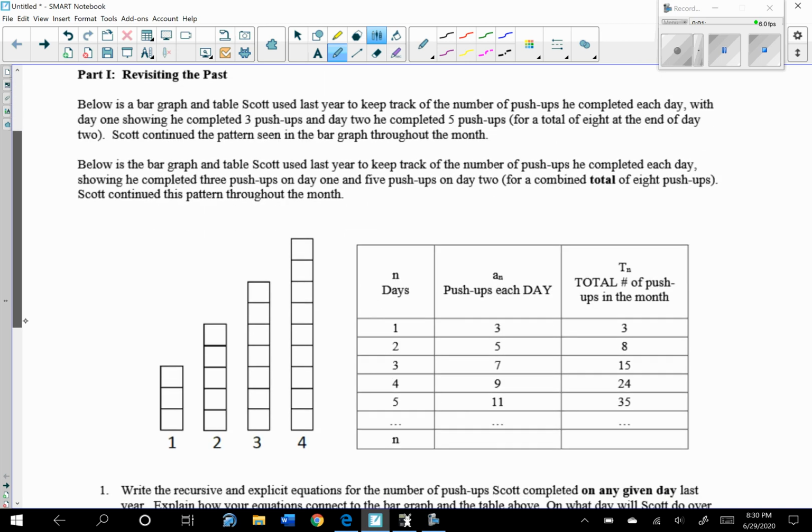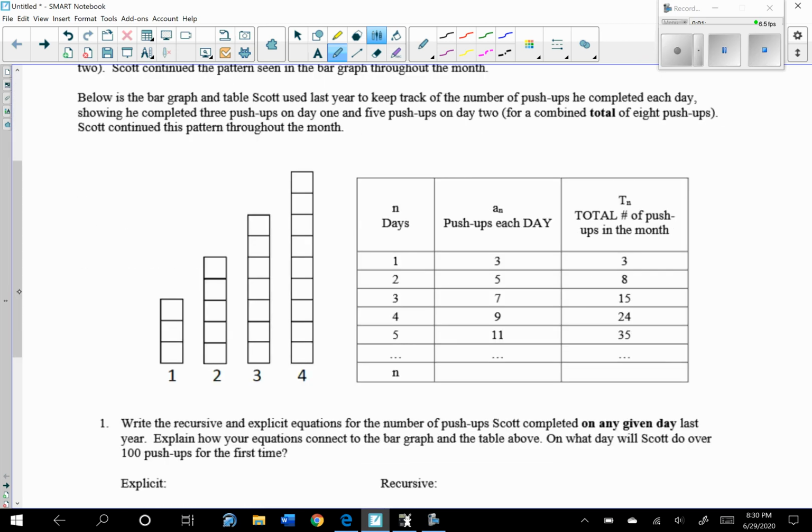So here's the pattern and there's the table. So question 1 says, write the recursive and explicit equations for the number of push-ups Scott completed on any given day last year. Explain how your equations connect to the bar graph and the table above. On what day will Scott do over 100 push-ups for the first time?